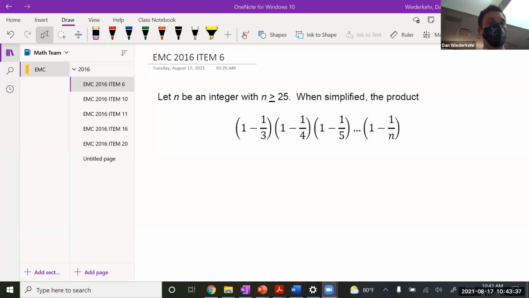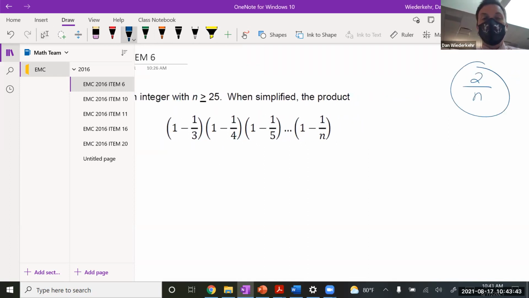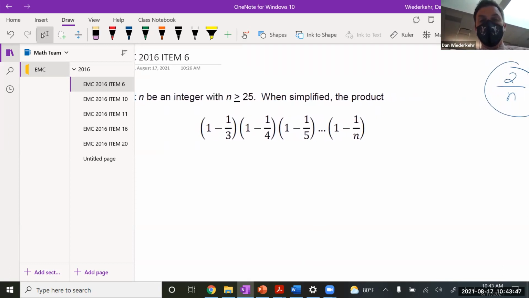All right, so we're looking here at item 6 from the Excellence in Mathematics Competition 2016. And we're going to show that this is equal to, final answer here is going to be 2 over n. Right? So let n be an integer with n greater than or equal to 25.